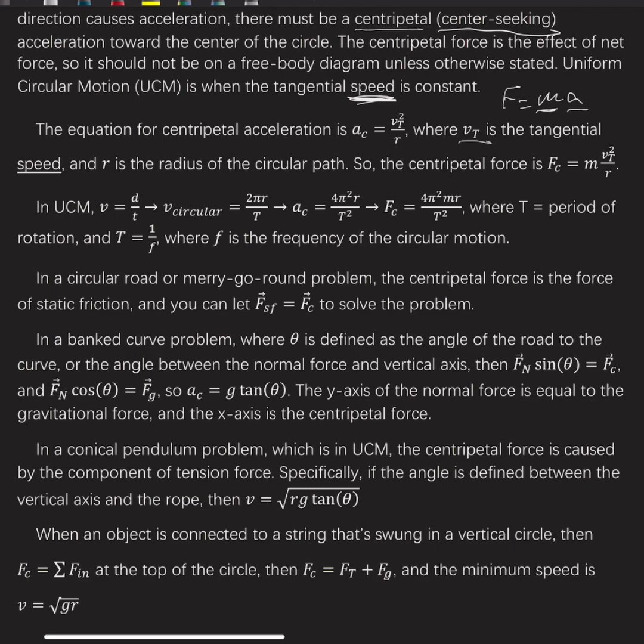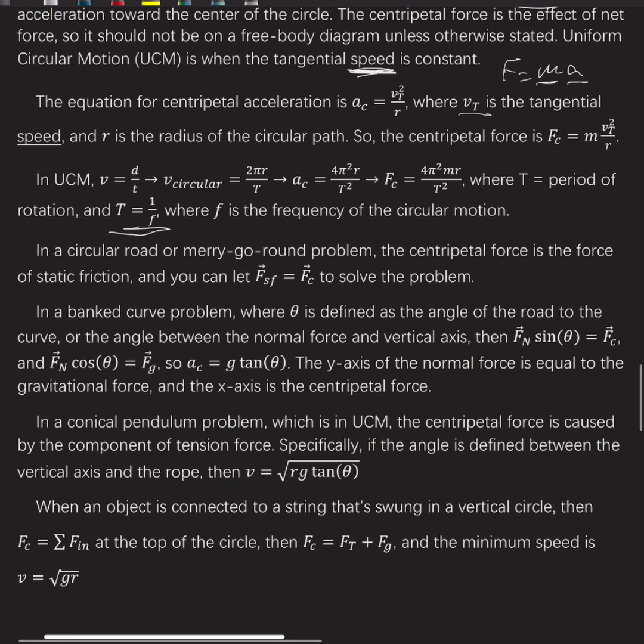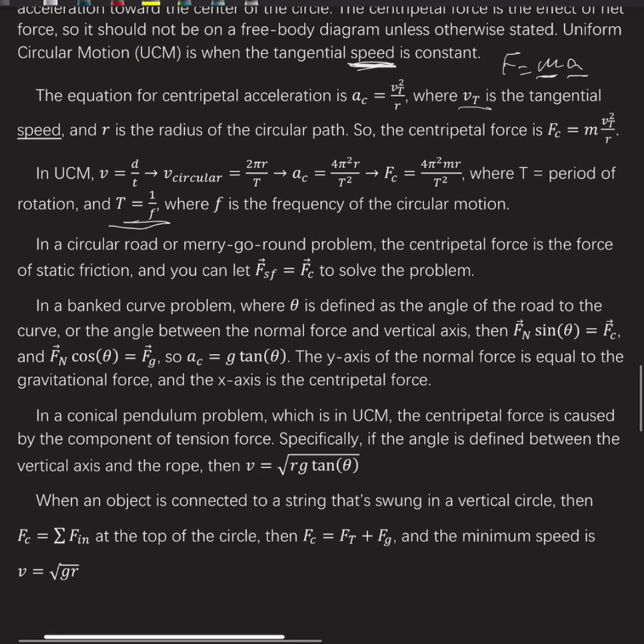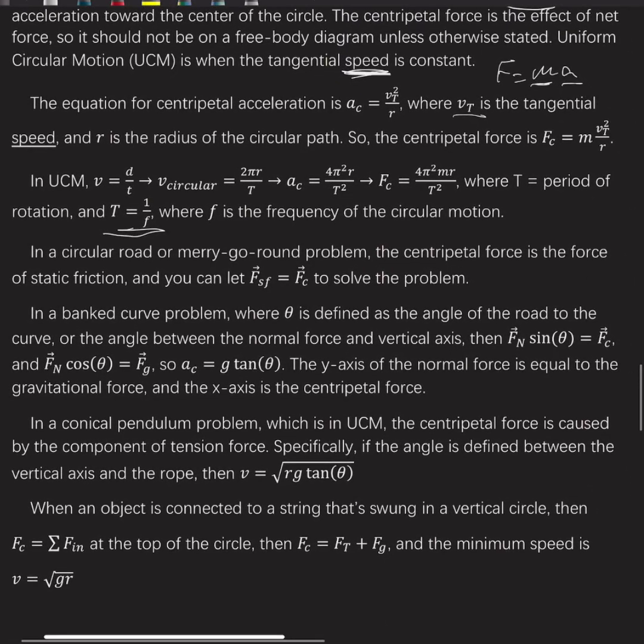And here's another concept. T is equal to 1 over f. F is the frequency. So the frequency and period are always inverse to each other. In a circular road or merry-go-round problem, the centripetal force is the force of static friction. We can set force of static friction equal to force of centripetal to solve the problem.